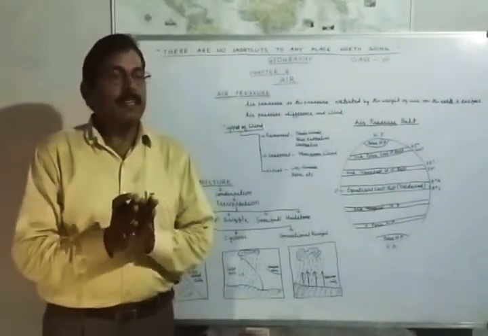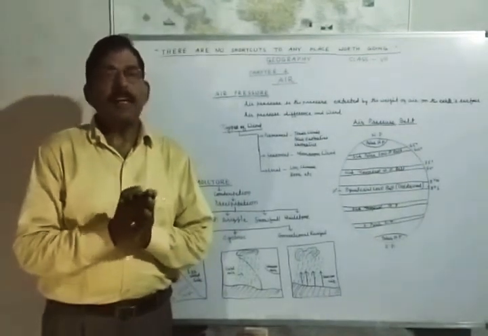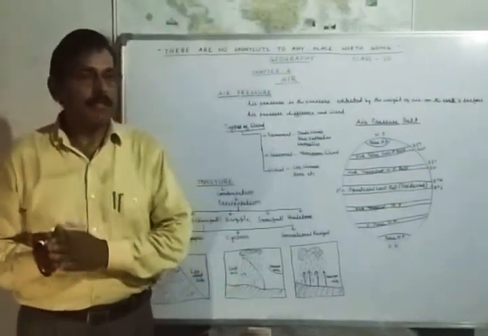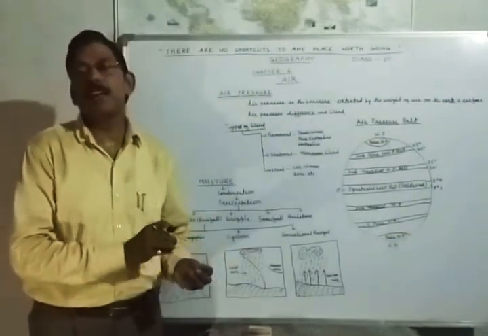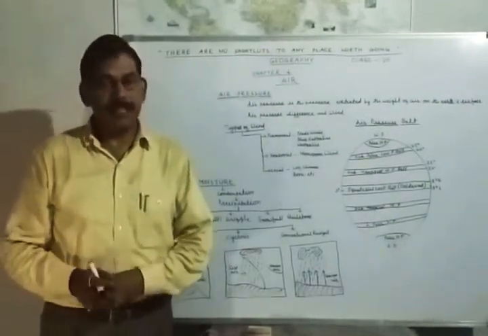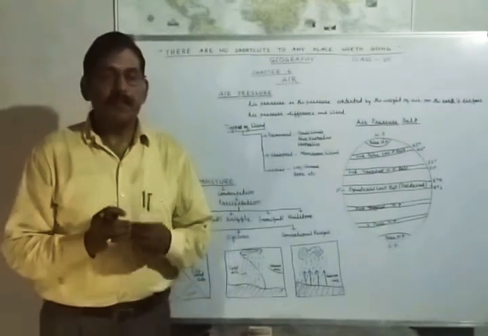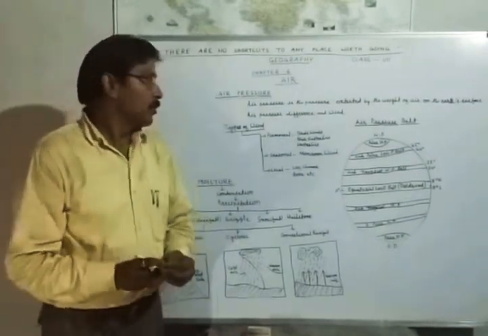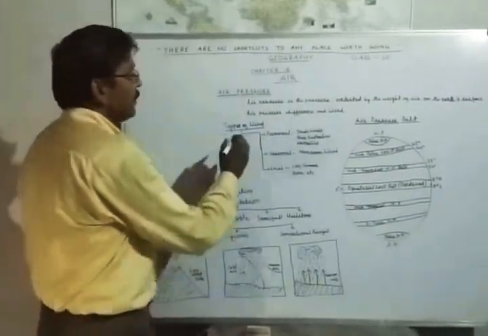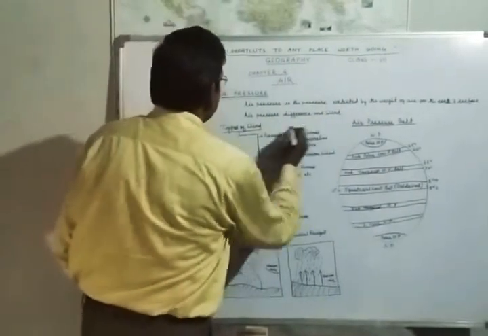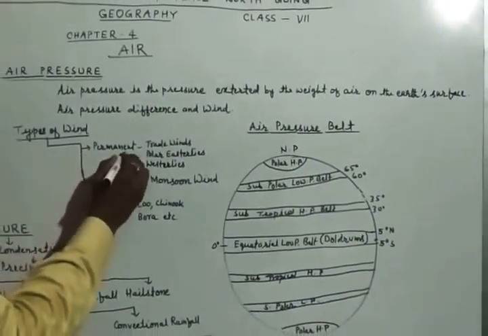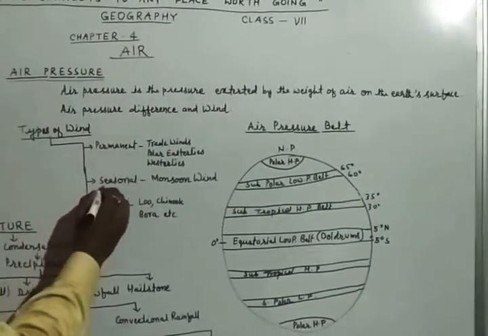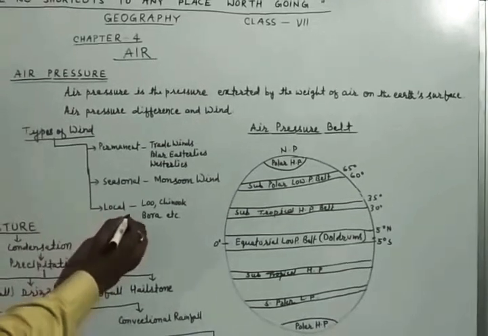When anywhere there is high pressure and anywhere else there is low pressure, the air from the high pressure area starts moving towards the low pressure area. This movement of air is called wind. So I am going to tell you the different types of wind. There are three types of wind: permanent wind, seasonal wind and local wind.